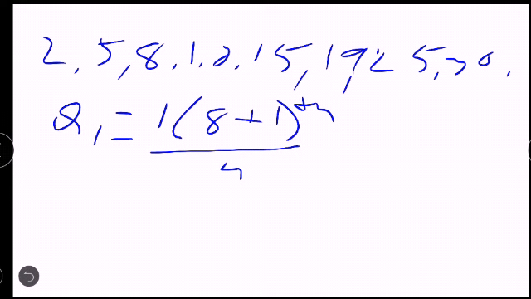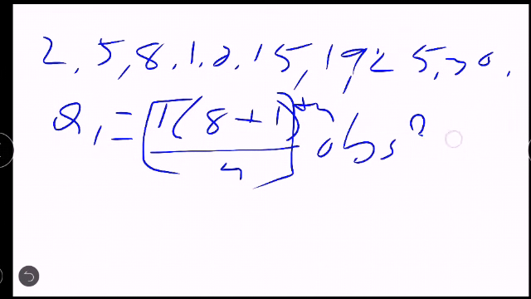So 1 into (8 plus 1) divided by 4th observation. 8 plus 1 is 9, and 9 into 1 is 9. 9 divided by 4 is 2.25.